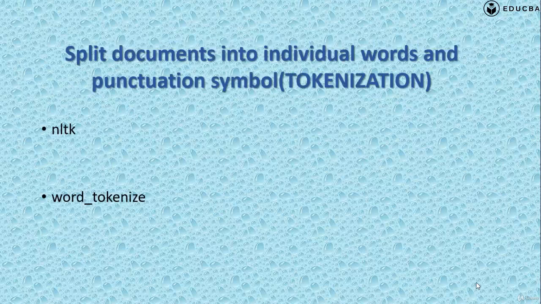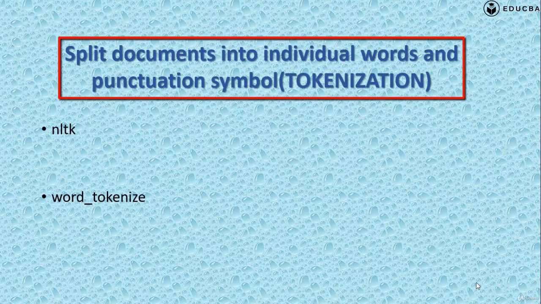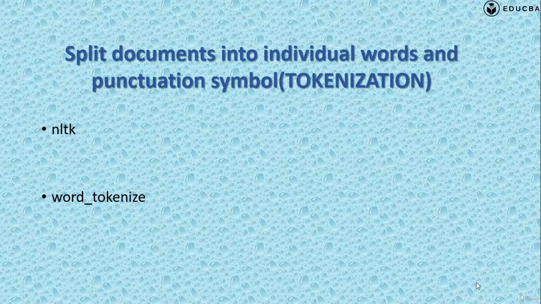The next part of the video is splitting documents into individual words and punctuation symbols. This is known as tokenization. We are reading that text file and then splitting the text into individual words or symbols. There can be multiple words and multiple symbols present in that text file, so we are splitting those words and symbols one by one. That process is known as tokenization. Those words and symbols are known as tokens in technical language, and that's why its name is tokenization.